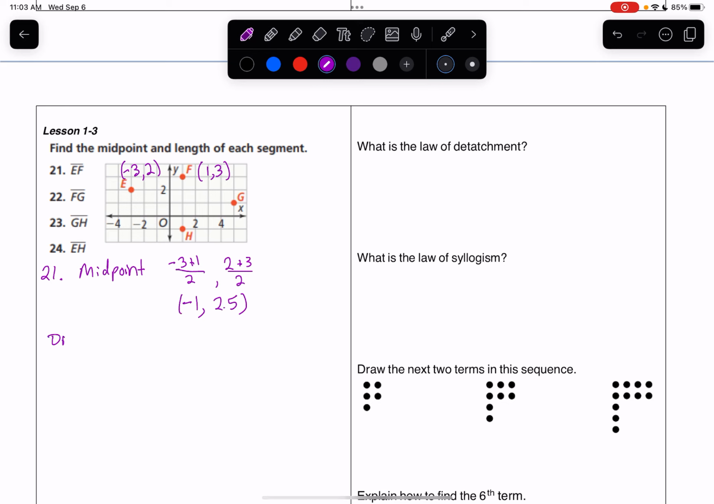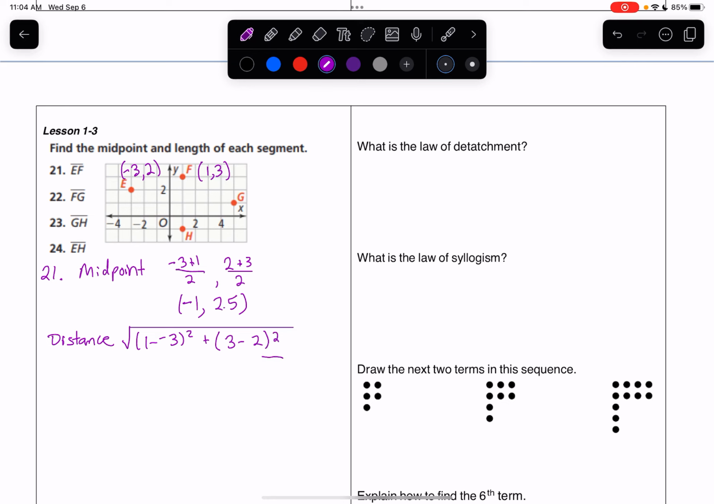The distance is going to use the distance formula. So I'll put in the distance formula here. It's going to be the parentheses x2 minus x1 squared. I can use either coordinate as x2 and x1. So I'm going to write 1 minus negative 3 squared plus y2 minus y1 squared. That's 3 minus 2 squared.